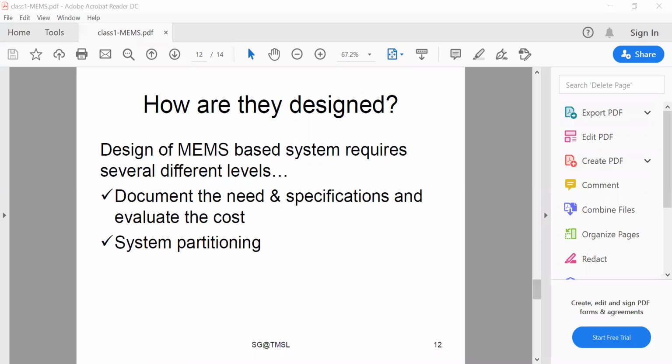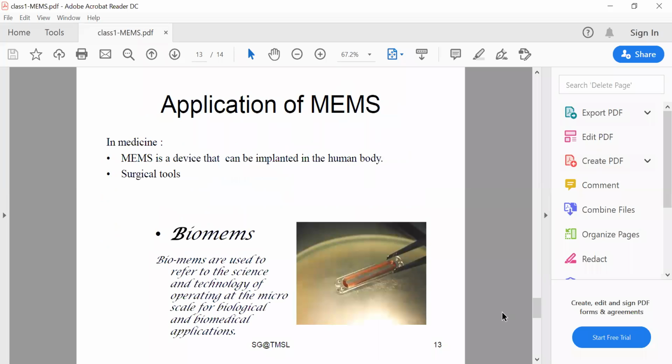Next is the application of MEMS. First of all, it's very important in medicine. MEMS is a device that can be implanted in the human body. It can be used to make surgical tools so that surgery is most accurate or done in the easiest way. Another is BioMEMS. BioMEMS refers to the science and technology of operating at micro scale for biological and biomedical applications. Health monitoring is also very important.